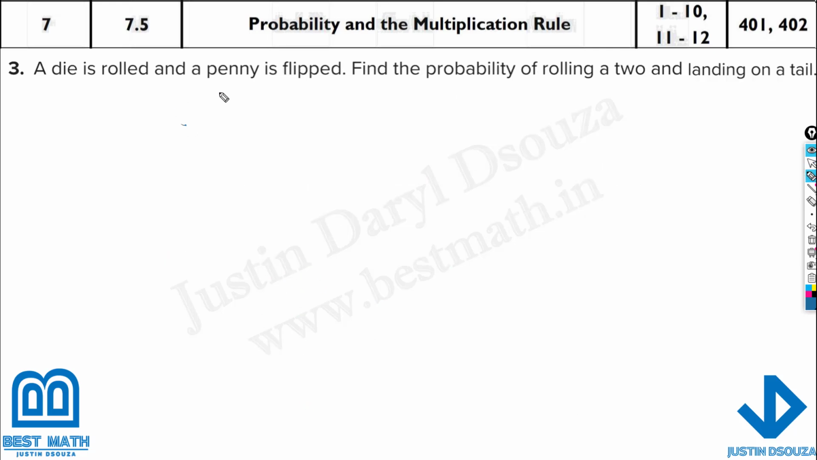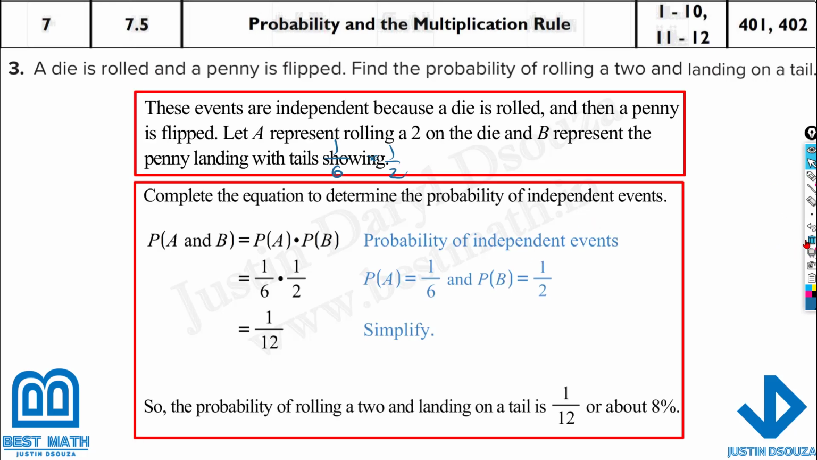That's it. A die is rolled and a penny is flipped. What is the probability of rolling a 2? A die, it's 2. Sorry. Rolling a 2 would be 1 by 6 because you have 6 options and you need a number 2. And landing a tail is half. So this is it. 1/6 times 1/2 will be the answer.